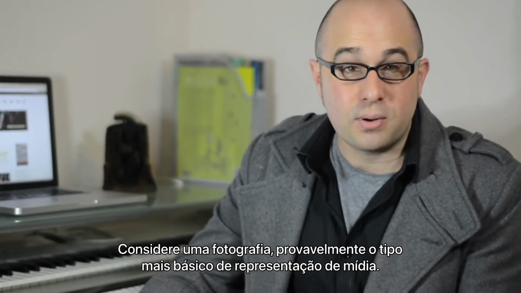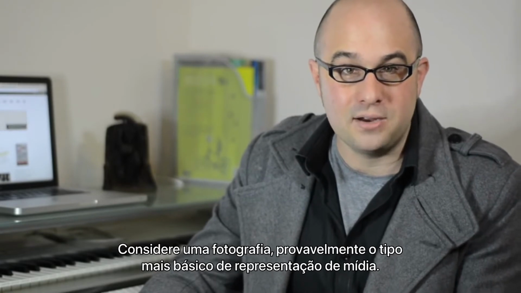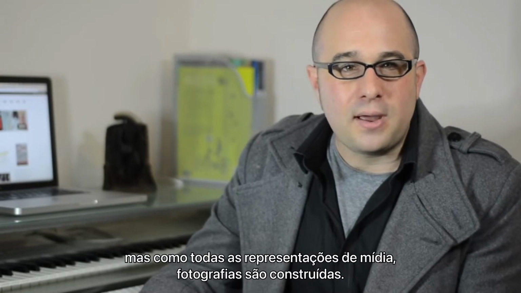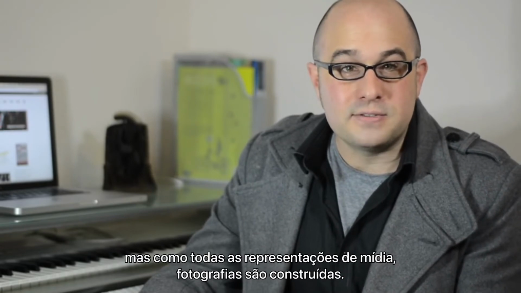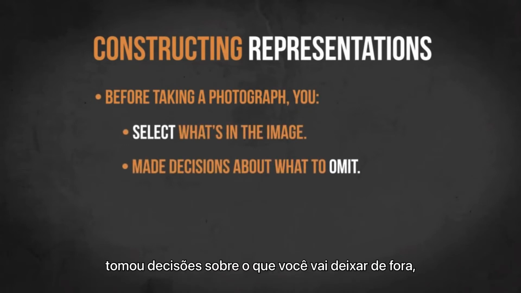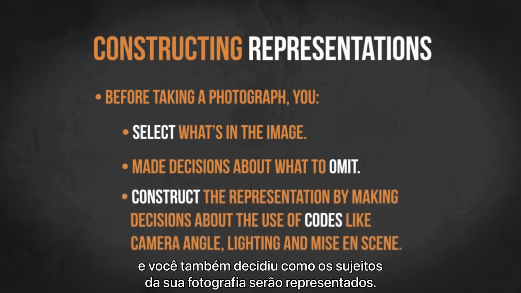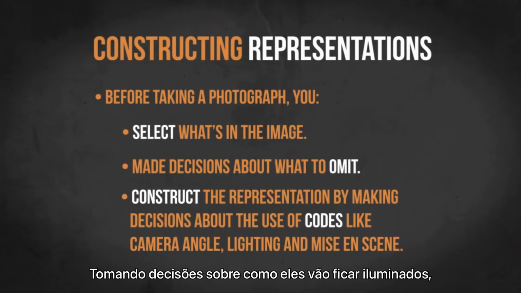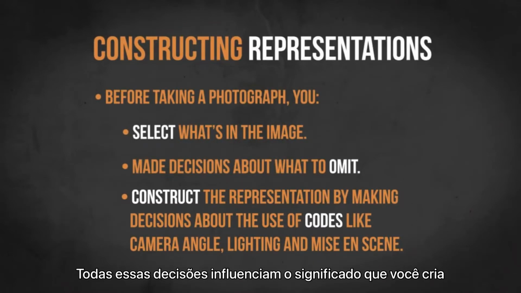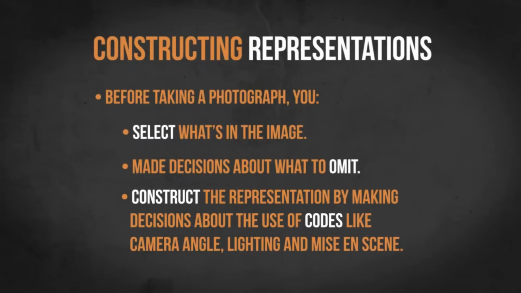Consider a photograph, probably the most basic type of media representation. It's often said that the camera never lies, but like all media representations, photographs are constructed. Before you even take a photo, you've selected what's going to be in it, made decisions about what you're going to leave out, and you've also decided how the subject of your photograph will be represented, making decisions about how they'll be lit and what type of camera angle you're going to use. These decisions all influence the meaning that you create and how audiences will read your representation.